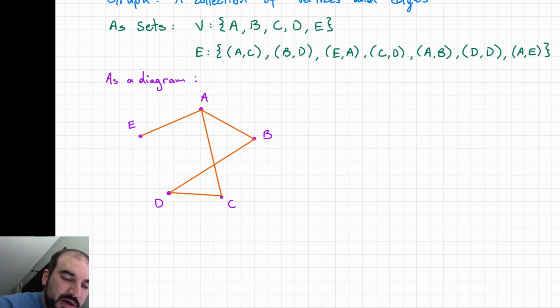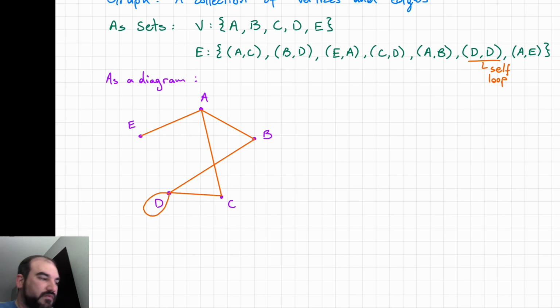DD is an interesting one. That is what we call a self loop, which means there's an edge connecting D to D, and we'll represent that with some kind of loop connecting D to itself. It doesn't have to necessarily go around the letter D, but there's an edge that connects D to itself.